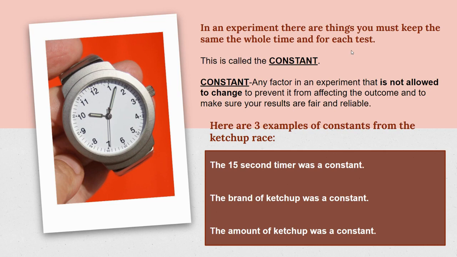Here are 3 examples of constants from the ketchup race. The 15-second timer was a constant. The brand of ketchup was a constant. The amount of ketchup was a constant. On your paper, you will have to determine what another constant would be in the ketchup race, and you just circle your answer. There's an A, B, and a C, and really think it through.